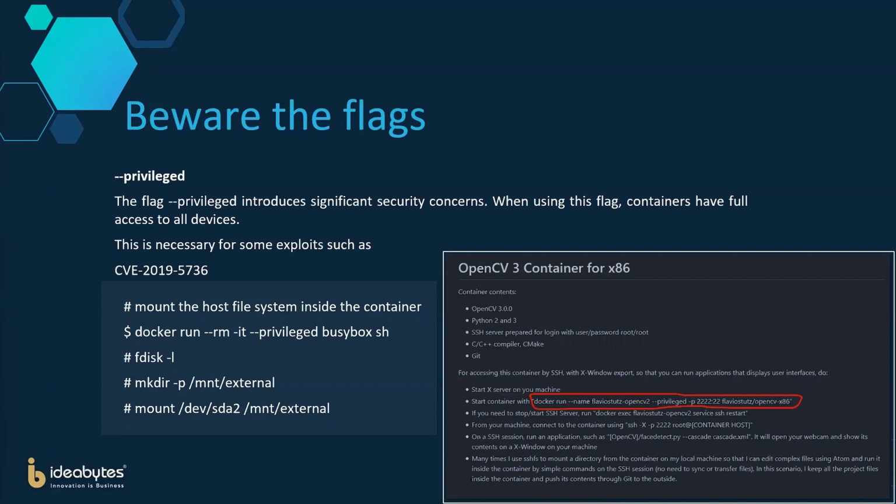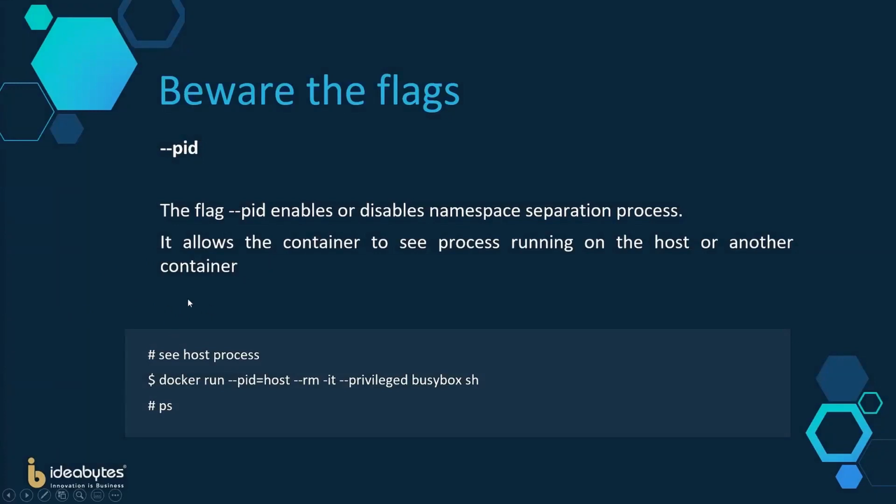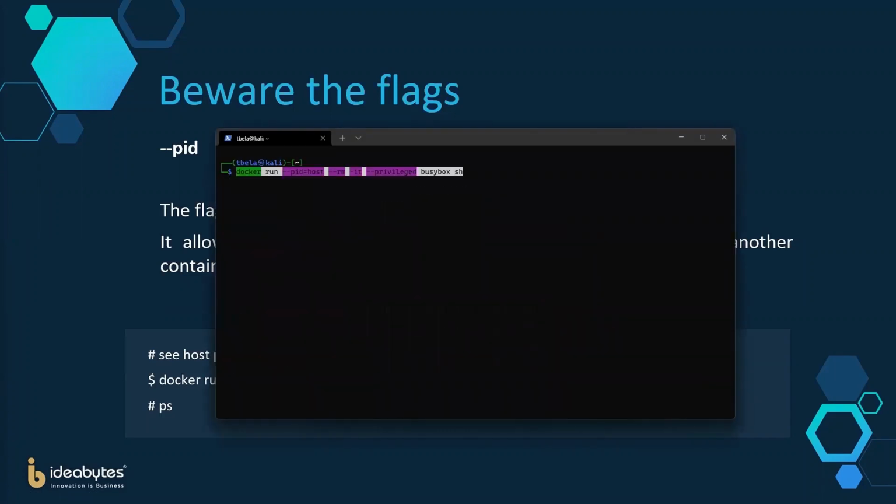With Docker, it is also possible to see all the processes that are running on the host. So I will show you quickly how to do that. So you have the PID flag. The PID is used to set which namespace to use for the PID for the container. If I set PID to host, it will allow me to see the host processes.